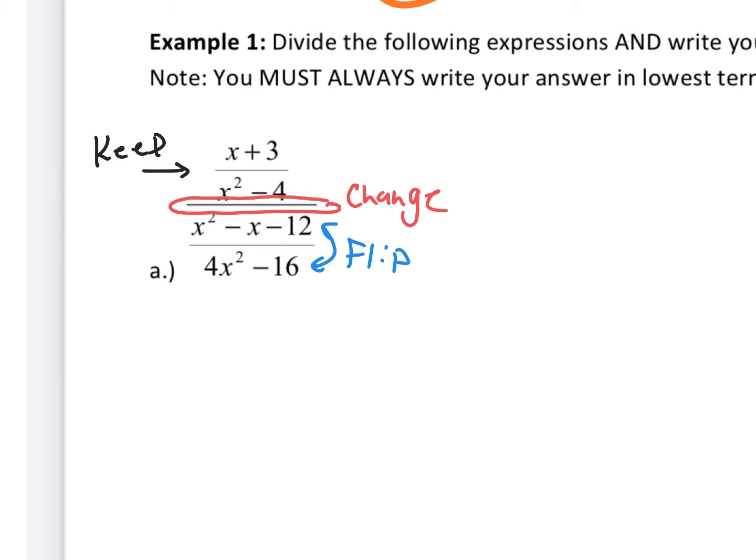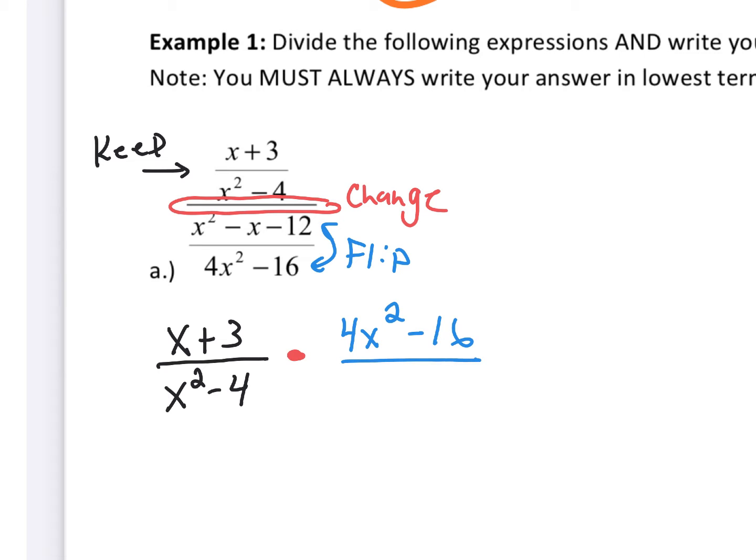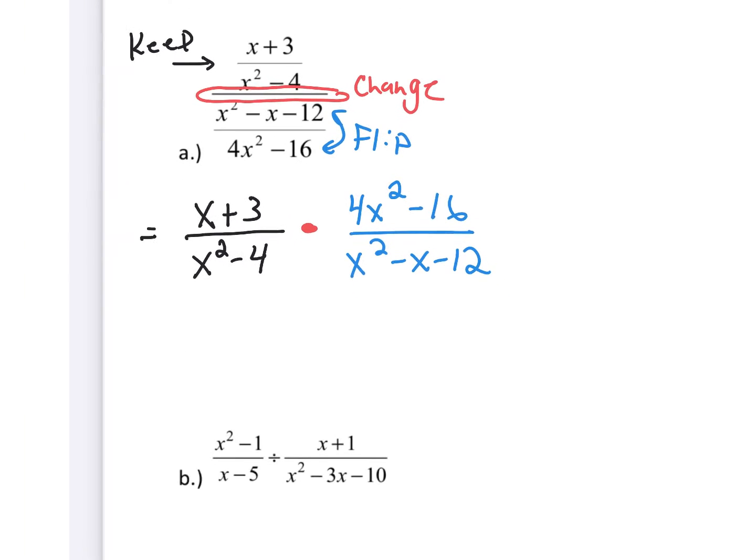So I'm going to keep the x plus 3 and the x squared minus 4. I'm going to change the division to multiplication. And then I'm going to flip the divisor, or the second fraction I see in the problem. So 4x squared minus 16 moves to the top. X squared minus x minus 12 now moves to the bottom. And then this is a problem from yesterday. So I've taught you the new material I need to teach you for today. Now this is just like a problem you might have seen on your homework last night. If you forgot to do your homework last night, allow me to elaborate on this problem just a bit.